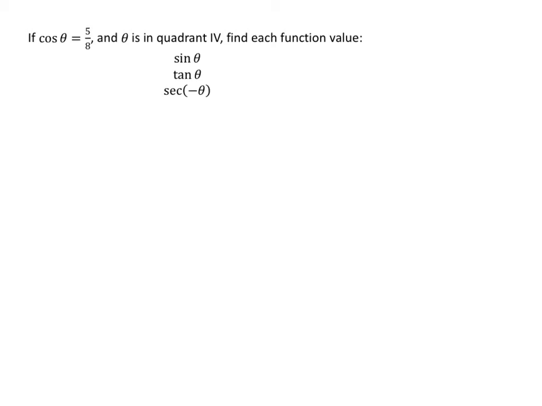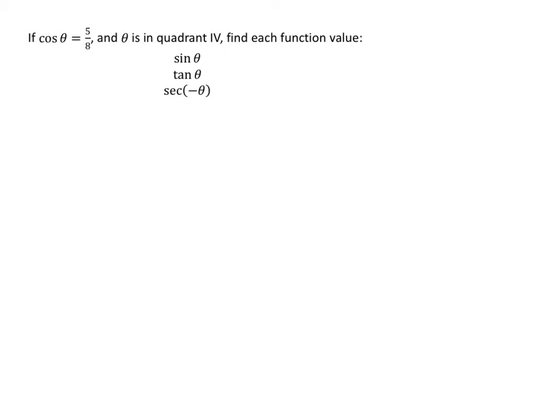What we're doing in this section, you need to remember all of the fundamental identities that we've covered in the past. This is not new information, it's the same information that we've done before. And even the first example problem is similar to what we have done in the past. So if cosine of theta is 5/8 and theta is in quadrant 4, find each function value.